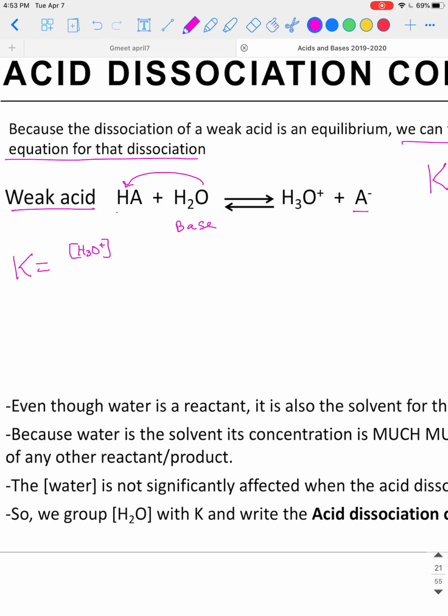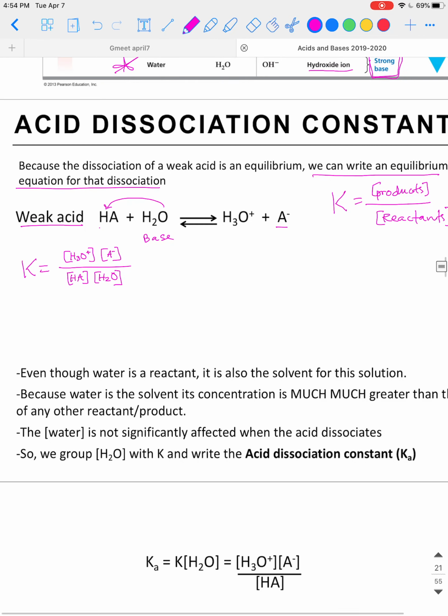So the concentration of H3O plus times the concentration of A minus, and you would raise it to the power of its coefficients. Here our coefficients are all 1 for all the reactants and all the products, divided by the concentration of our reactants, HA, and the concentration of H2O. Okay, so there is our equilibrium expression for this weak acid.